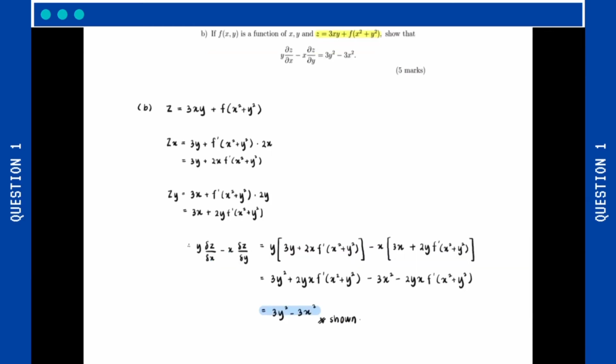Next, for question B, this question asks us to show if this function is the same as the equation below. First, we need to find the value for z_x, which is the same as delta z over delta x, and then we find z_y, which equals delta z over delta y. After we get delta z over delta x and delta z over delta y, we just plug into this equation. We will get the same answer as the equation shown above.